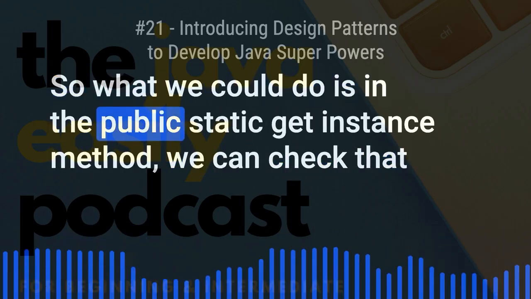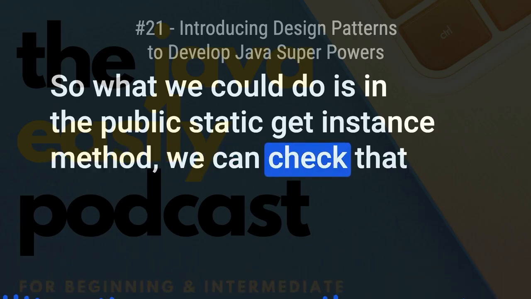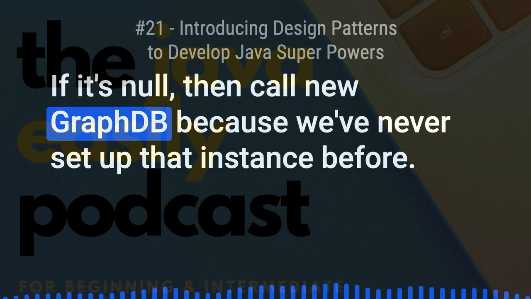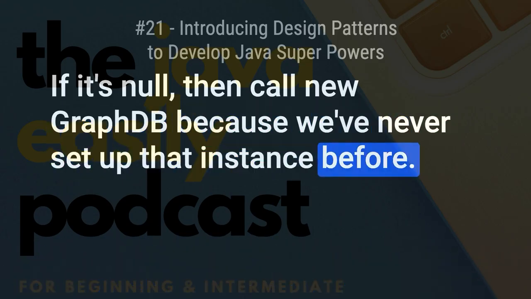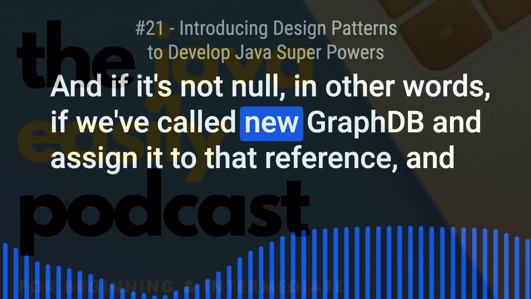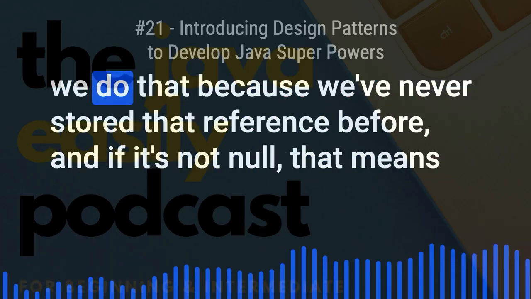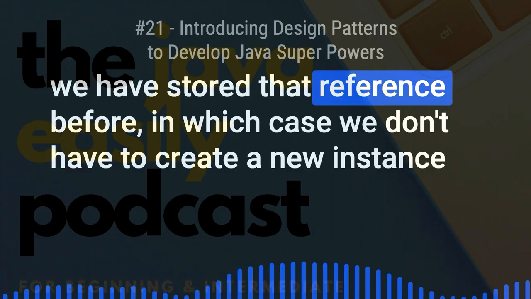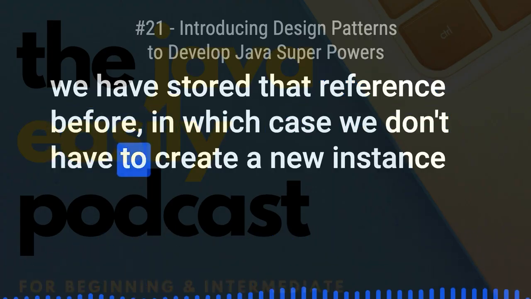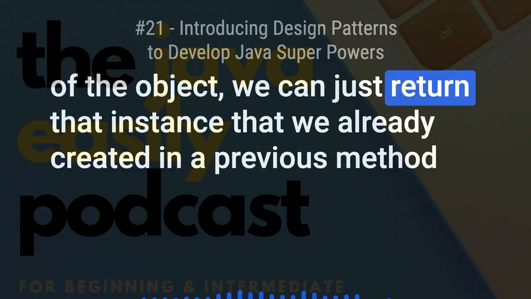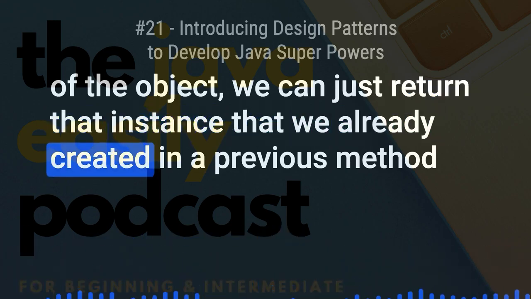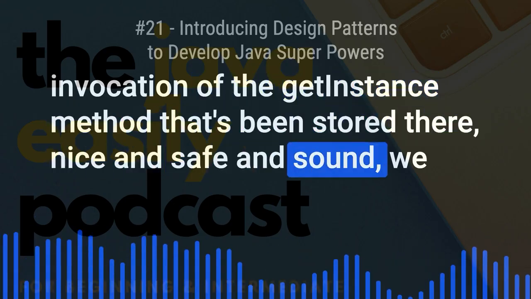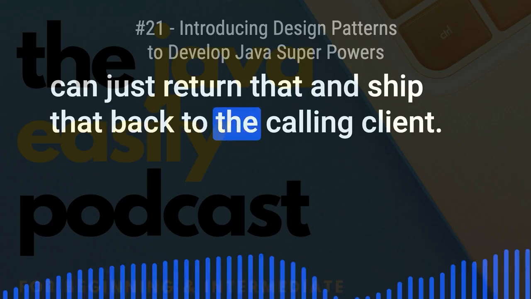So what we could do is in the public static getInstance method, we can check that data member, and we could say, if it's null, then call new GraphDB, because we've never set up that instance before. And if it's not null, in other words, if we've called new GraphDB and assigned it to that reference, that means we have stored that reference before, in which case we don't have to create a new instance of the object, we can just return that instance that we already created in a previous invocation of the getInstance method that's been stored there, nice and safe and sound. We can just return that and ship that back to the calling client.